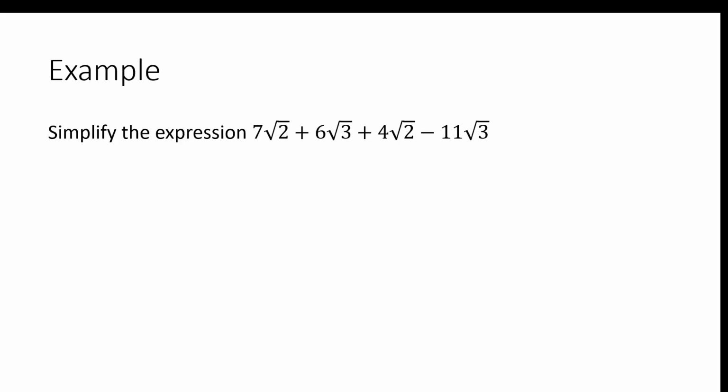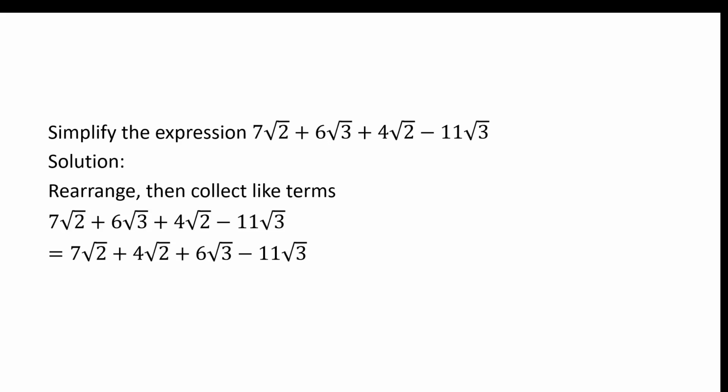So now let's say we want to simplify the expression shown. Well, we're going to rearrange and collect like terms. Now, before we do that, I'll just mention that the square root of 2 and the square root of 3 cannot be simplified because there's no way to reduce them. So what we're going to do is rearrange and collect like terms.